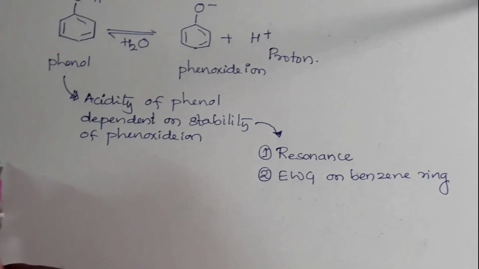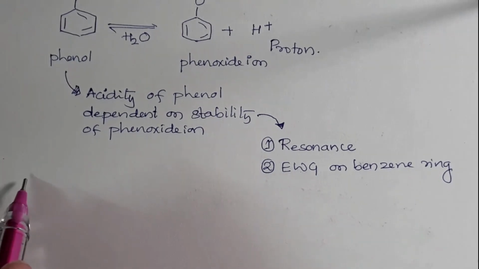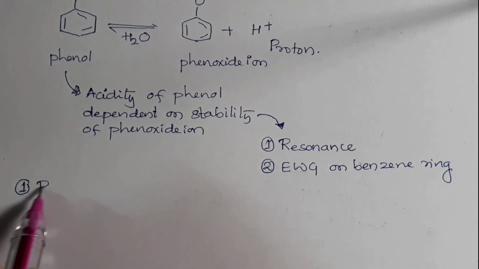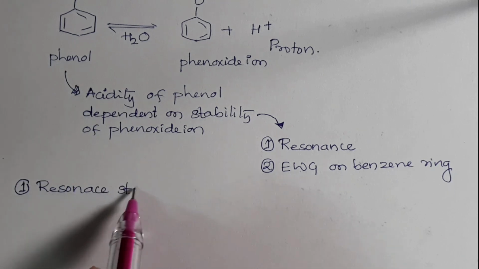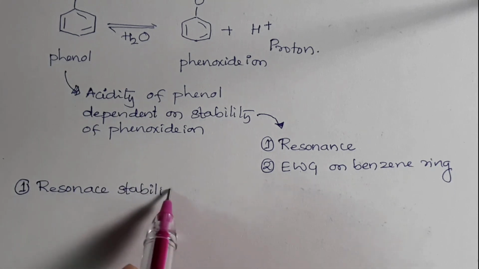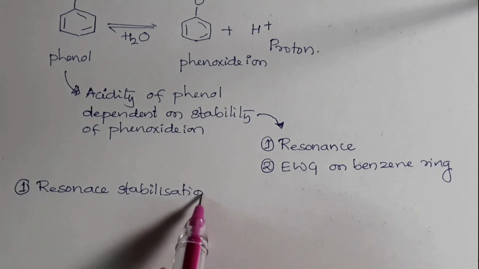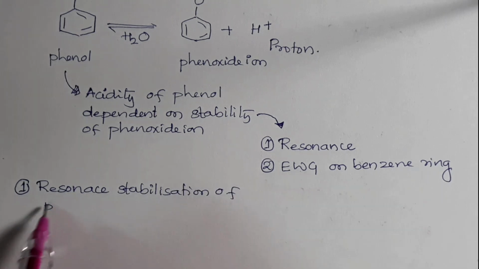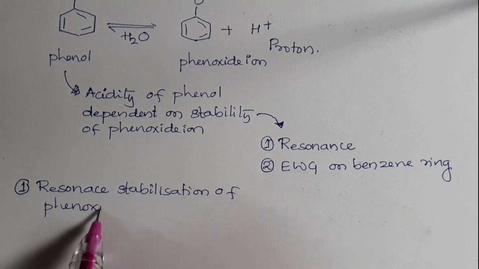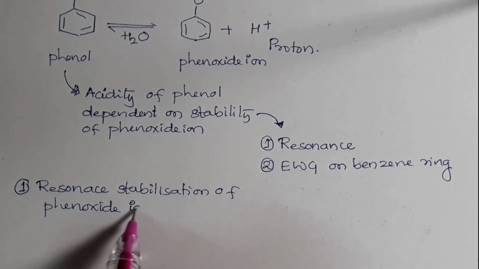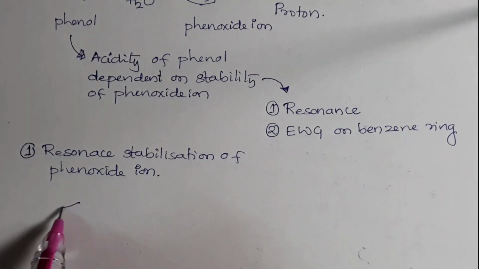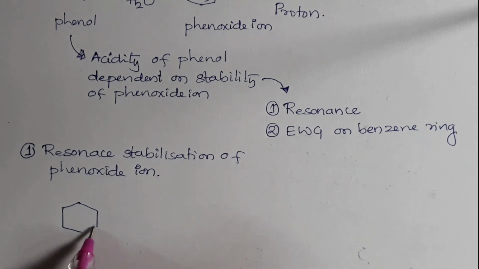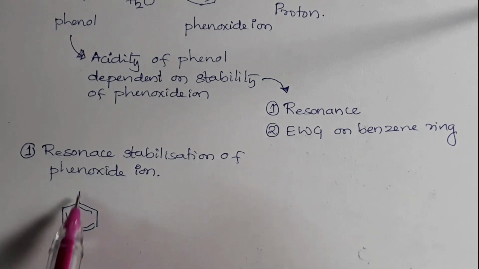The first one I'm going to write here. The first one is the resonance stabilization of phenoxide ion. Okay, let's move to the structures. First I will write here phenoxide ion having here O minus.